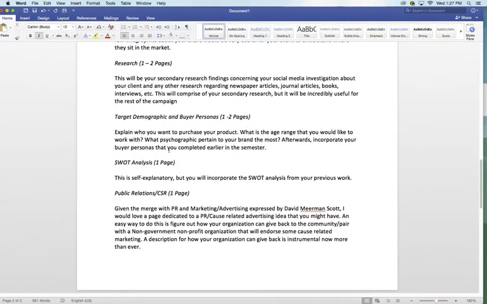You'll also have your SWOT analysis, which you just did, self-explanatory, but you'll want to have that on a single page to talk about strengths, weaknesses, opportunities, and threats. So that should be pretty easy to go through here.